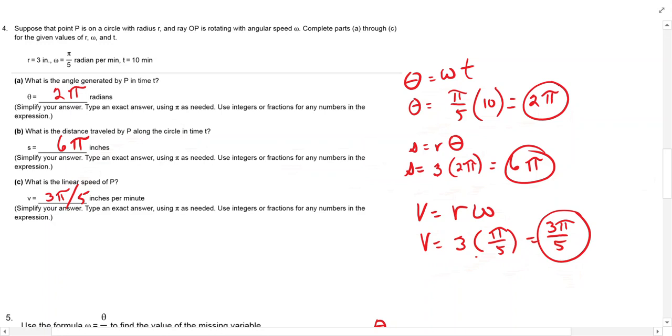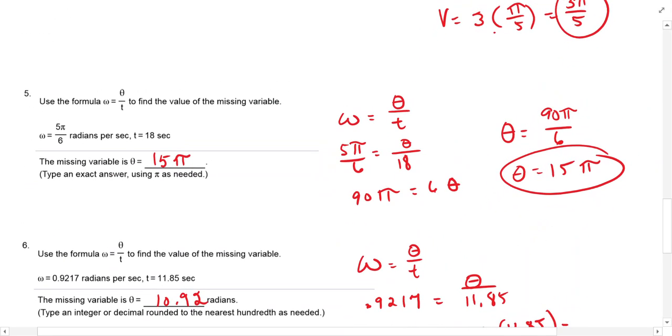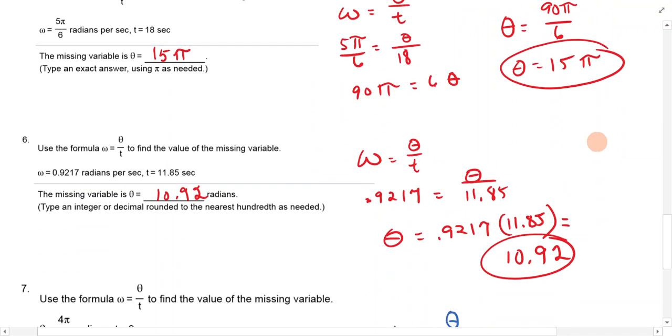3 pi over 5. Number 5, use the formula W equals theta over T to find the missing variables. So they gave you W and they gave you T. So plug into the formula. 5 pi over 6 equals theta over 18. You can cross multiply. Here is 90 pi equals 6 theta. Divide by the 6 and then reduce. You get 15 pi.